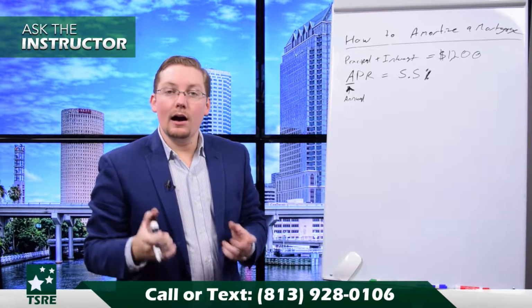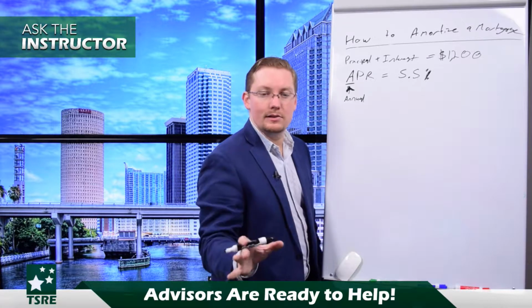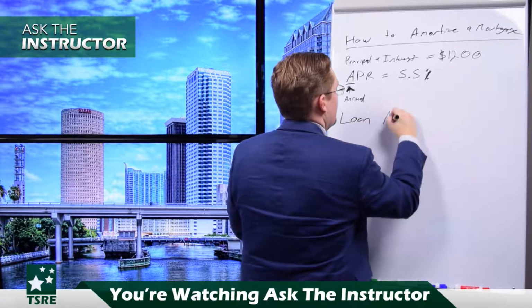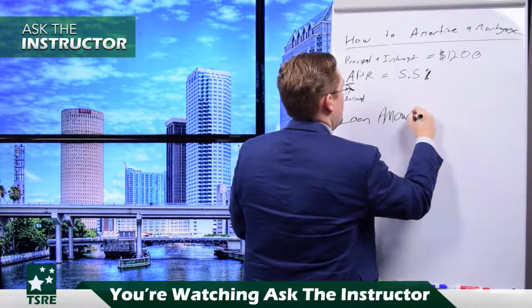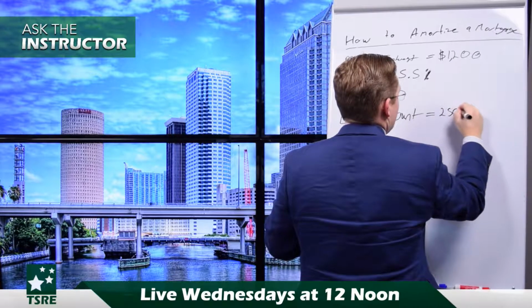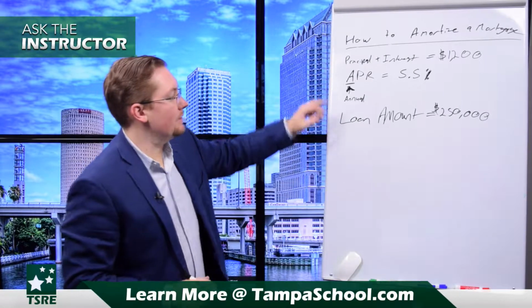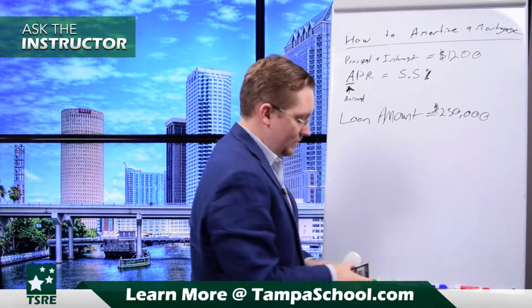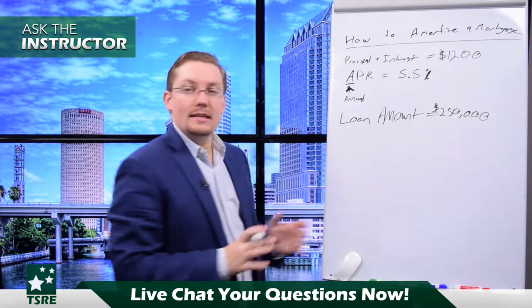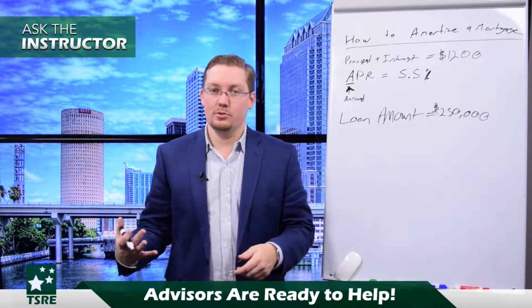And now finally, we need our loan amount, which they might also call the principal. Principal and loan are synonymous. They're basically the same thing. So your loan amount, let's say in this case, is $250,000. So we've got a $250,000 loan, an APR of 5.5%, and a principal and interest payment of $1,200. Now with these three pieces of information, we can find out what every single month, how much goes towards principal and how much goes towards interest.